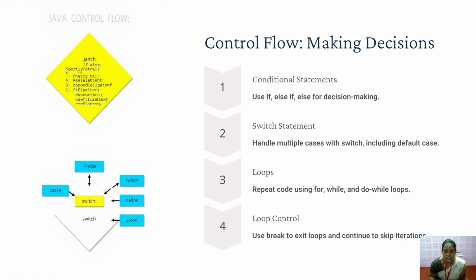Next one, the role of control flow, making decisions. How do we make decisions in Java? There are four types of statements. First one is the conditional statement, then switch statement, loops, and loop controls. What is a conditional statement? We use if and else if for decision making.